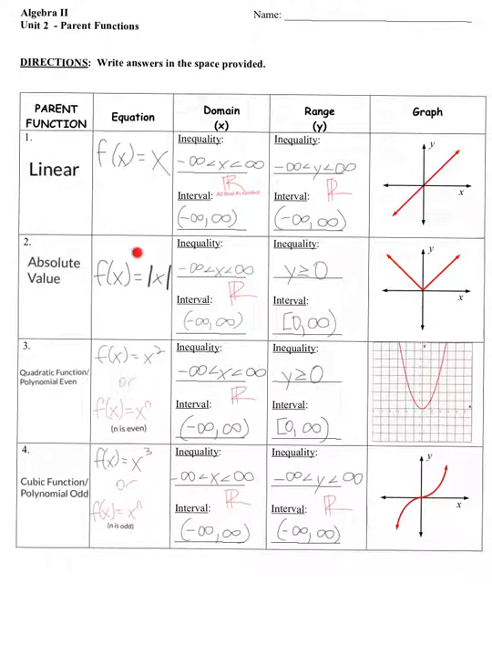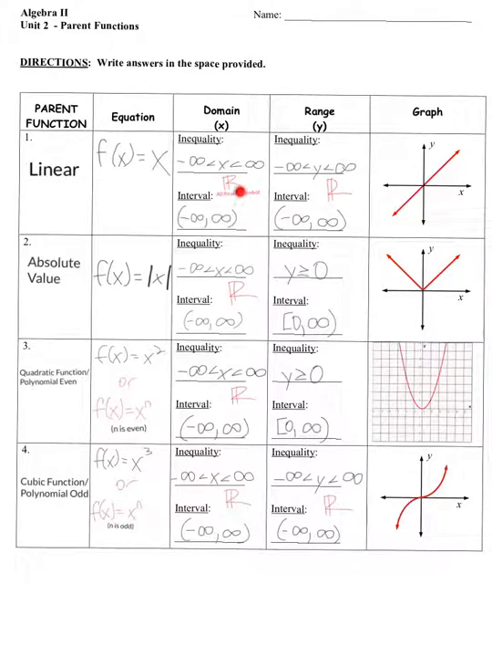That being said, looking at the domain and the range, domain's going to move on the x-axis. Okay, so move from side to side. Is it restricted at all? No. It can go left and right forever. Same thing for the range, up and down forever. So negative infinity to positive infinity, as an inequality form looks like that, interval form looks like that with parentheses.